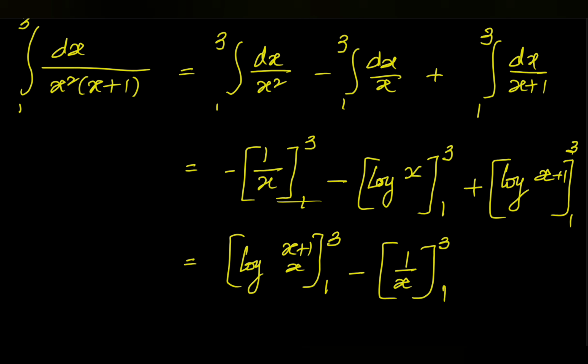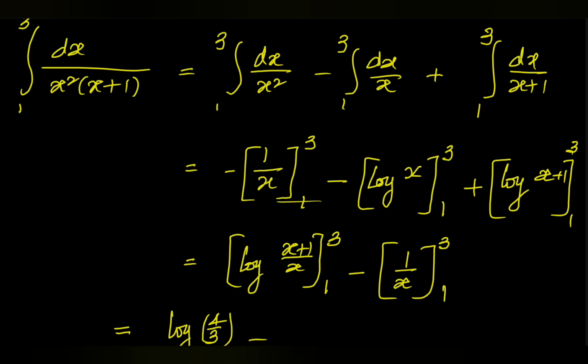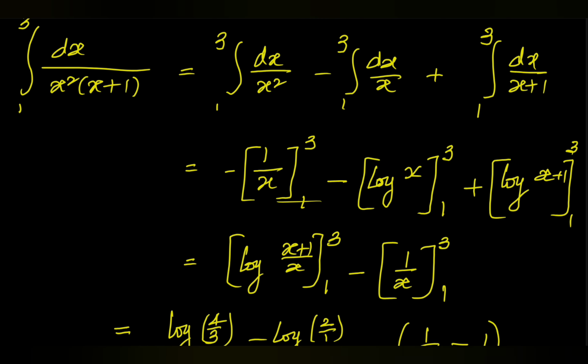Let us substitute the boundaries now. I will have log of x plus 1 by x. So that will be 4 by 3 minus log of x plus 1 by x, 1 plus 1 by 1. That is log 2 by 1 minus of 1 by 3 minus 1.